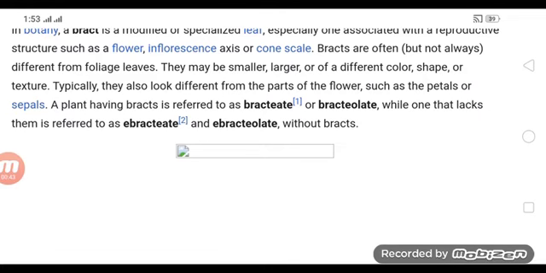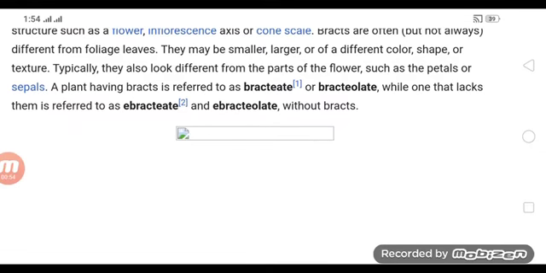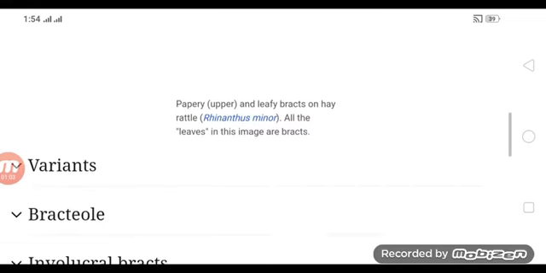A plant having bracts is referred to as bractulate, while one that lacks them is referred to as abractate, and abractulate without bracts.